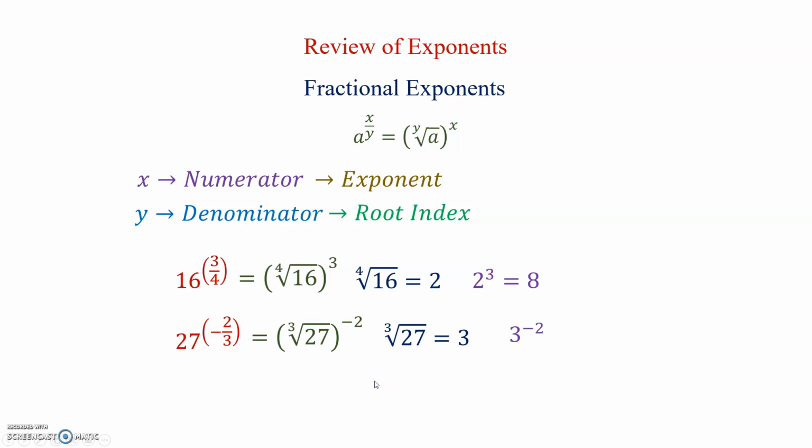Now we'll raise it to the -2, which means we'll do two things. We'll first raise 3 to the second power, which is 9, and then the negative tells us to reciprocate. Final answer, 1/9. So that was a review on just negative exponents and fractional exponents.